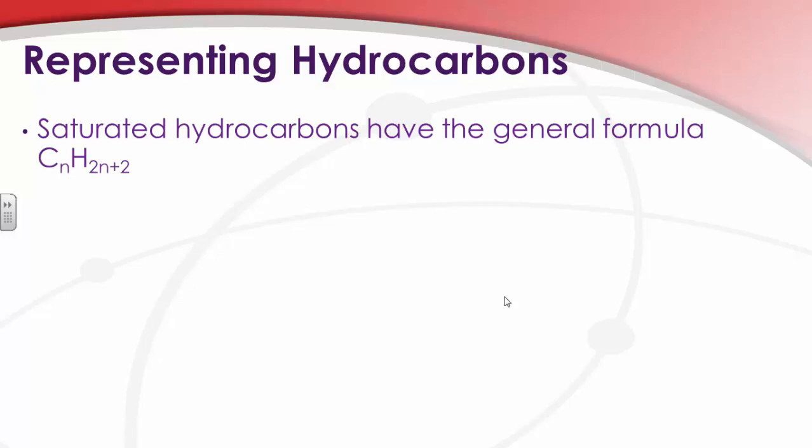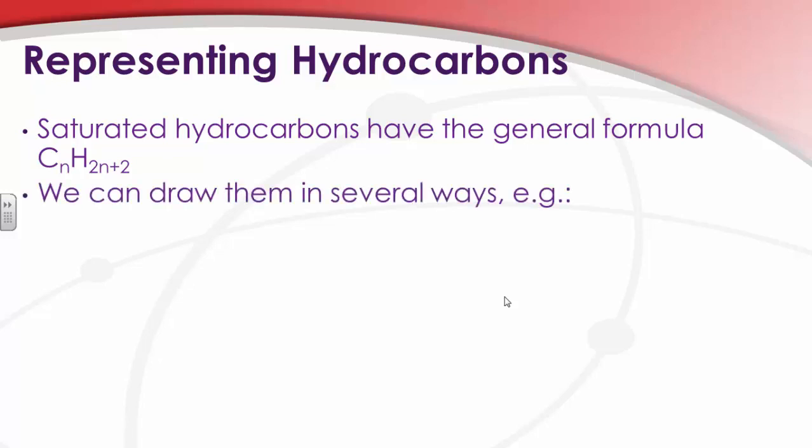Okay, so when it comes to saturated hydrocarbons, they all have the same general formula. For every carbon atom, there are 2 hydrogen atoms plus 2. So if we have C5, by my count, we'll have H12. And if we see that, we know that it is a saturated hydrocarbon.